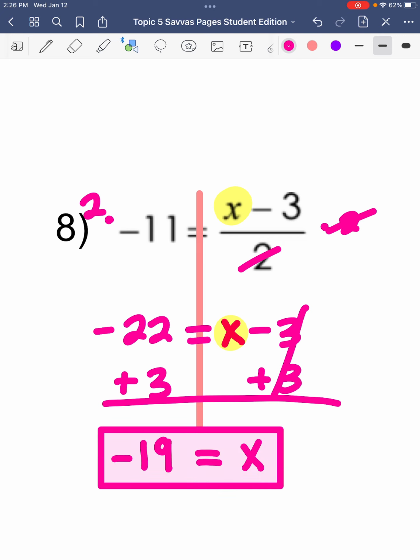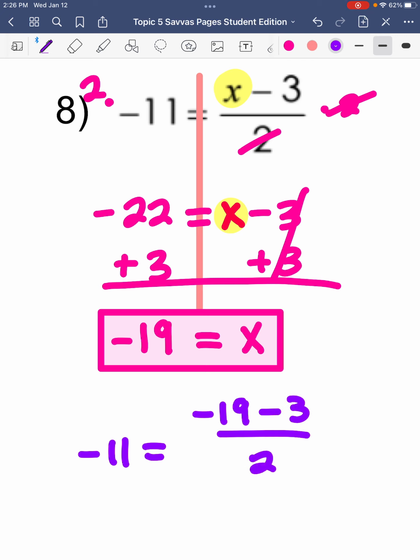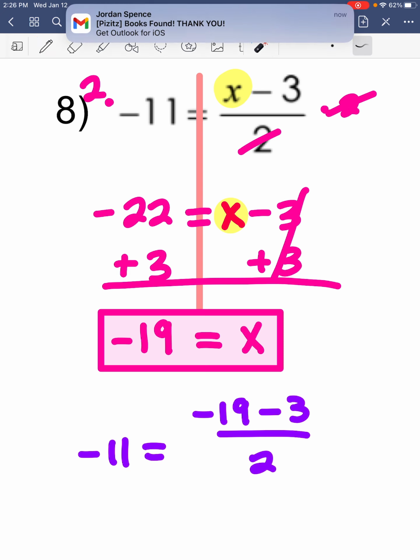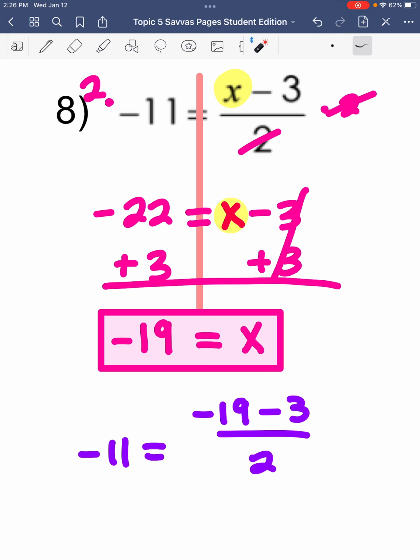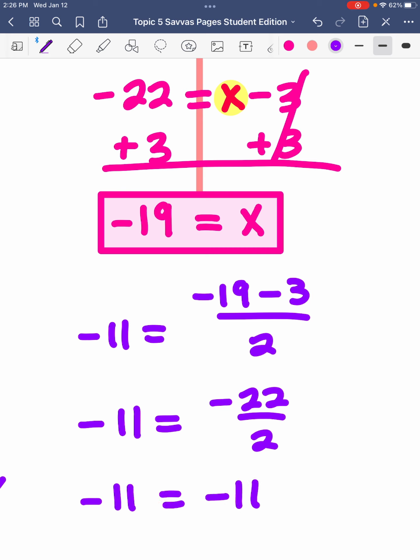Okay, we can still check our work by plugging this in. So we have negative 11 equals negative 19 minus 3 divided by 2. Well, let's start by simplifying negative 19 minus 3. So that's 2 integers that have the same sign. So I'm going to add them together. 19 plus 3 is 22, and it stays negative. So negative 11 equals negative 22 divided by 2. Well, negative 22 divided by 2 is negative 11, so negative 11 equals negative 11. Same number on both sides, so I know the answer is correct.